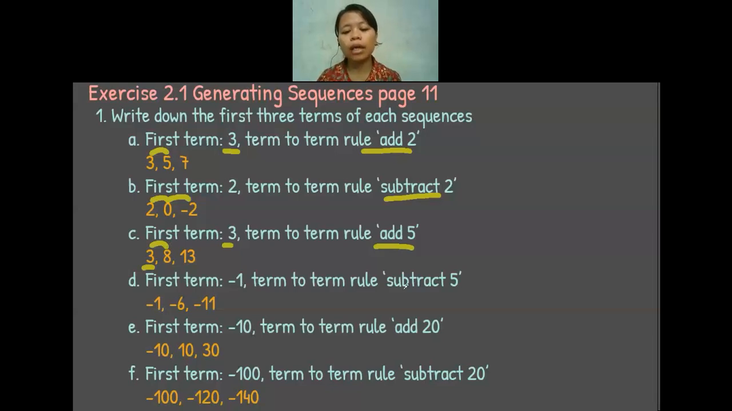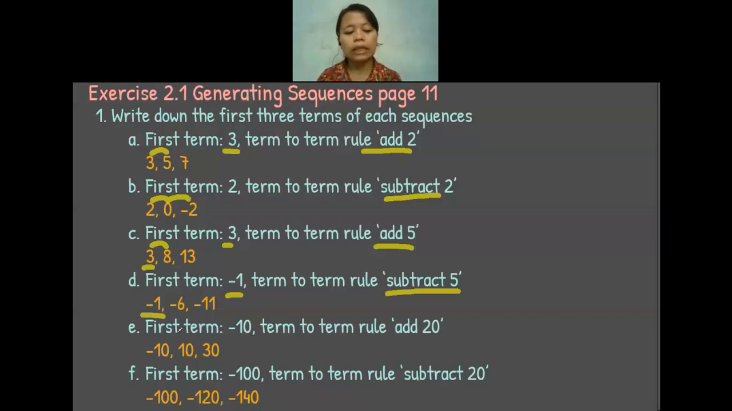For question D, the first term is negative 1. The term to term rule is subtract 5. So I need to write the negative 1 first. To go to the next term, I will subtract 5. Negative 1 minus 5 equals negative 6. Negative 6 minus 5 equals negative 11. So the first three terms are negative 1, negative 6 and negative 11.